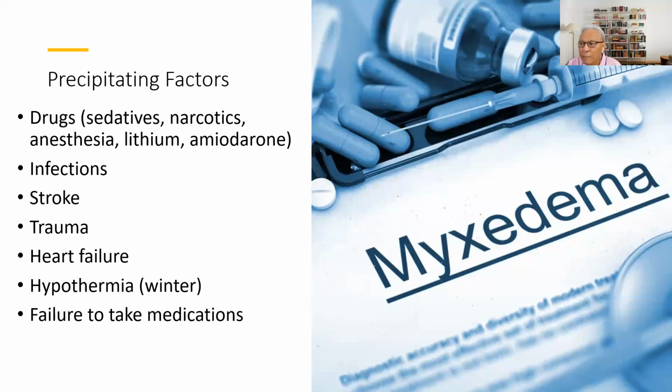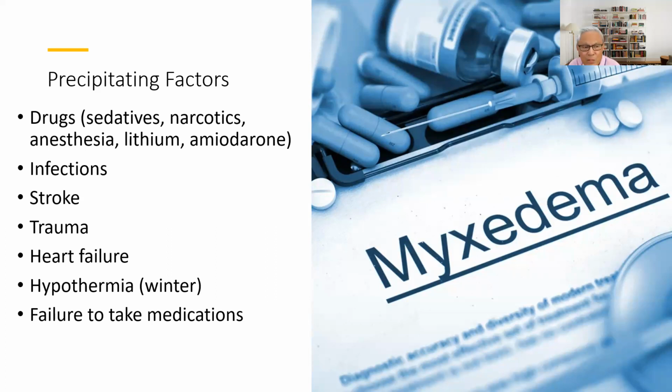hypothyroidism. Well, the patient might have taken drugs. And what are these drugs that specifically predispose individuals to having a myxedema crisis? Well, sedatives, narcotics, for obvious reasons, they're going to decrease, again, the metabolic activity, as well as anesthesia, and also lithium and amiodarone. So all those things are going to be the most common reasons why patients develop myxedema crisis.